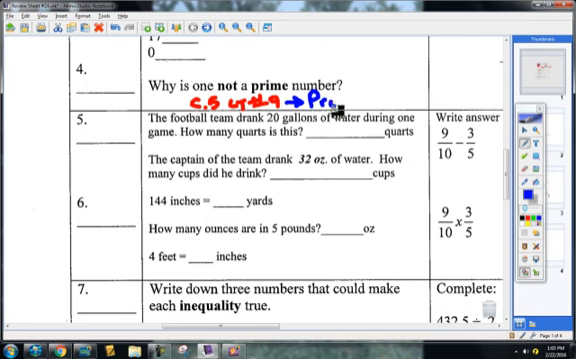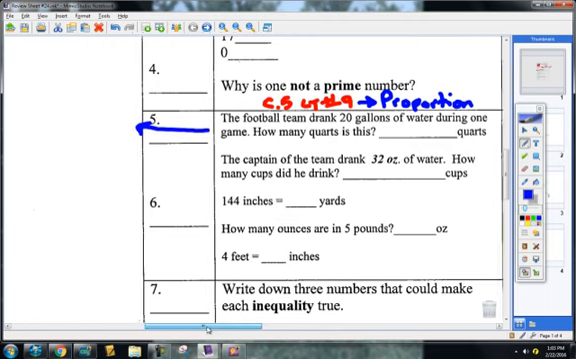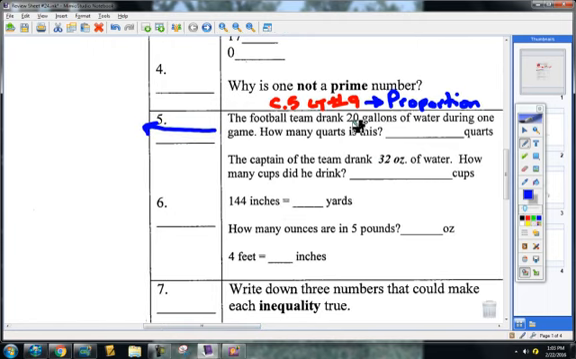You must have a proportion on every single one of these. That's how I've always taught you how to do it. That's how I want you to do it. Okay? So, I'll kind of do the first one for you just to show you. Now, I'll do the work over here to the left so you can see it. Okay? The football team drank 20 gallons of water during one game. How many quarts is this?